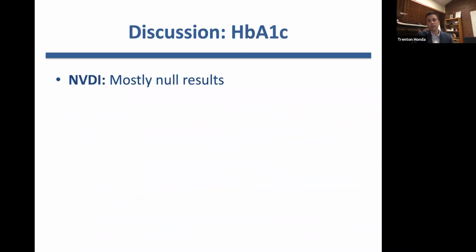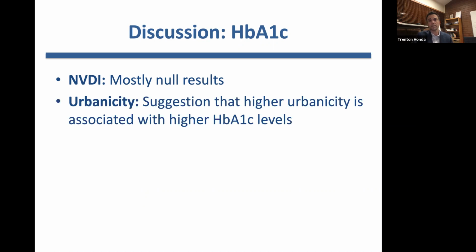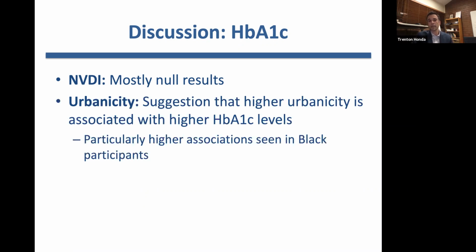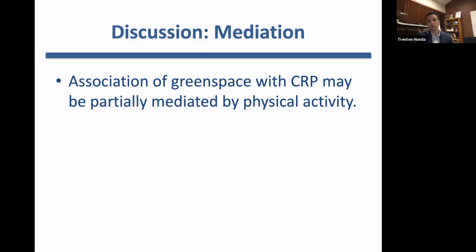Now for hemoglobin A1C, we found mostly null results when we looked at neighborhood greenness and its effect on hemoglobin A1C. There was the suggestion that higher urbanicity was associated with higher hemoglobin A1C levels, and this was particularly seen in Black participants. In our mediation results, there was a suggestion that the green space association with CRP may be partially mediated by physical activity, although the percent mediated was relatively small.